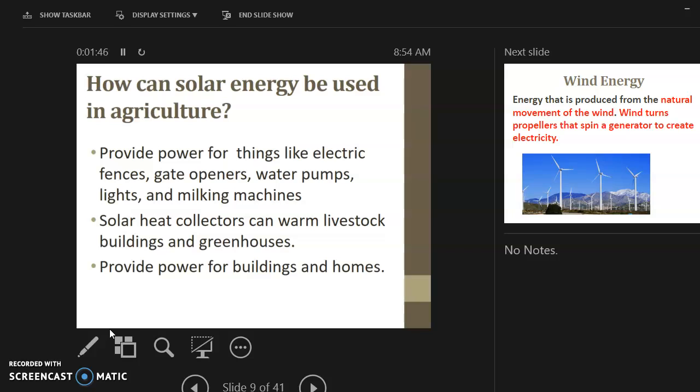So how can solar energy be used in agriculture? It's going to provide power to things like electric fences, gate openers, water pumps, lights, and milking machines. Because you have to keep your cows in your pasture, you need electric fences, gate openers, stuff like that. The solar heat collectors can warm livestock buildings and greenhouses. I have seen this more used in the greenhouses than the livestock buildings. And then it's going to provide power for buildings and homes.